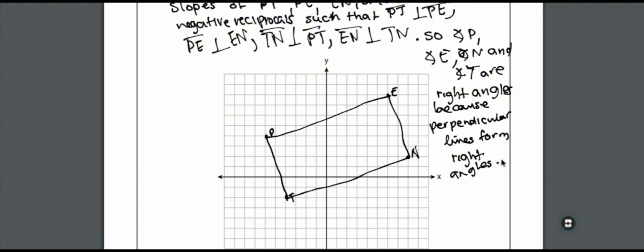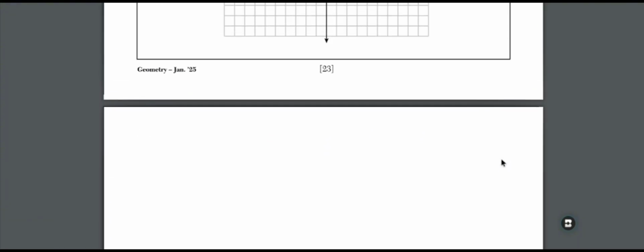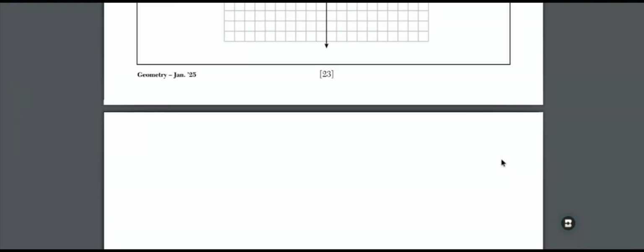So I proved that the slopes were negative reciprocals. From negative reciprocals, I proved that the certain lines were perpendicular to each other. Because they're perpendicular to each other, it means that they form right angles. And a rectangle is a shape where there are 4 right angles, which is proven through finding the slopes and getting perpendicular slopes. And that is the end of the January 2025 Regents examination.